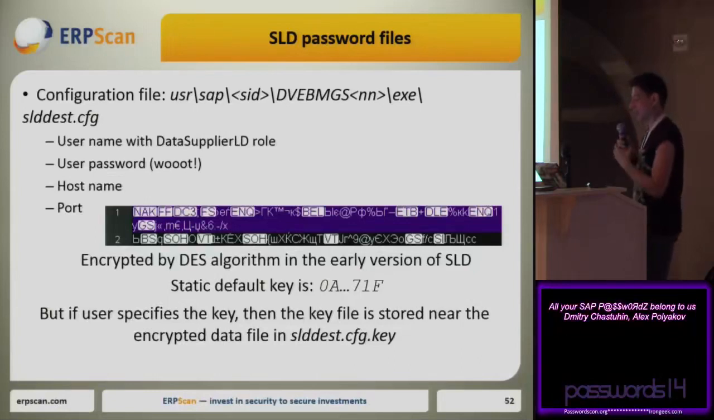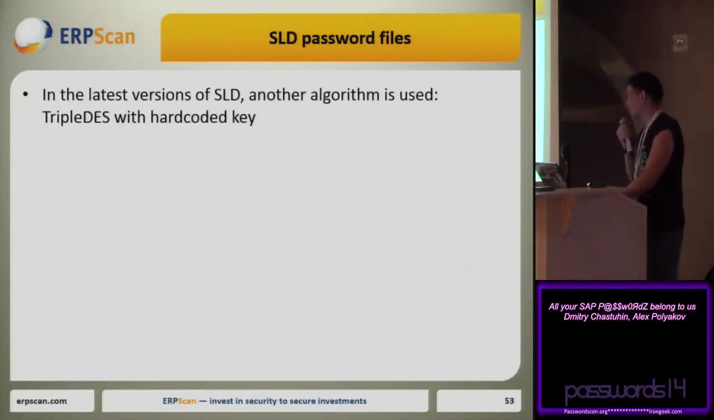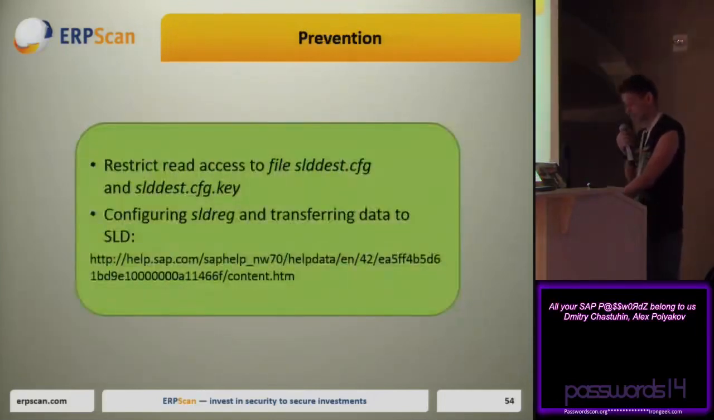By default, for encryption, SAP uses a default hard-coded key. Part of this key you can see on this slide. But the administrator can change the default key. But if he changes the default key, the key will be randomly generated and will be saved as sld-desk.cfg.key and placed near the encrypted data. And again, we can read the file with encrypted data and read the key file with the encrypted key. So that's why the key is not a problem. As I said, in the latest version of SLD, another algorithm is used, triple DES with a hard-coded key. A little bit about prevention.